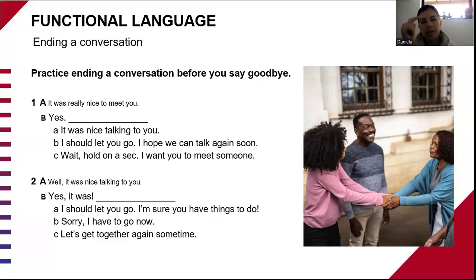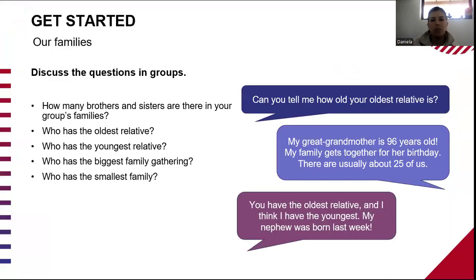When you say, sorry, I have to go now, it's when you end the conversation, so you're the first one saying, okay, bye-bye. And that's it. These are ways, and the ones that I already told you, like, sorry, I have to go now, it was nice to meet you, etc. Okay. All right. Now, let's talk about our family.